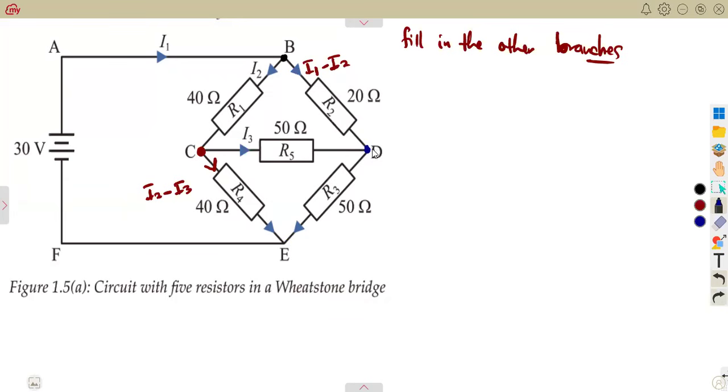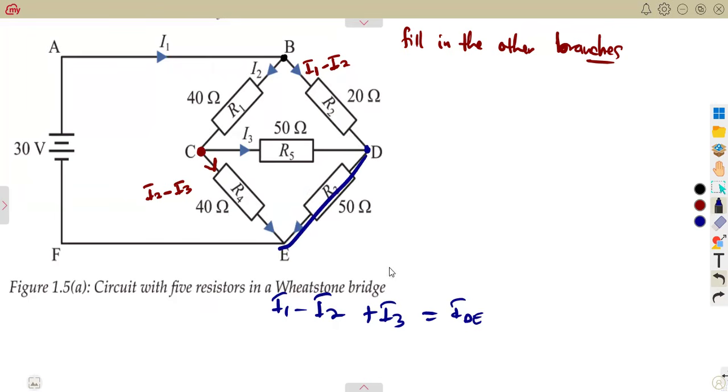Let me show what I'm trying to say. If you check at point D, remember the sum of currents into D. We have I1 minus I2 flowing in, and I3 is flowing into D. So if we add I3, we must find the current that is flowing away out of D, which is this one, the current IDA.